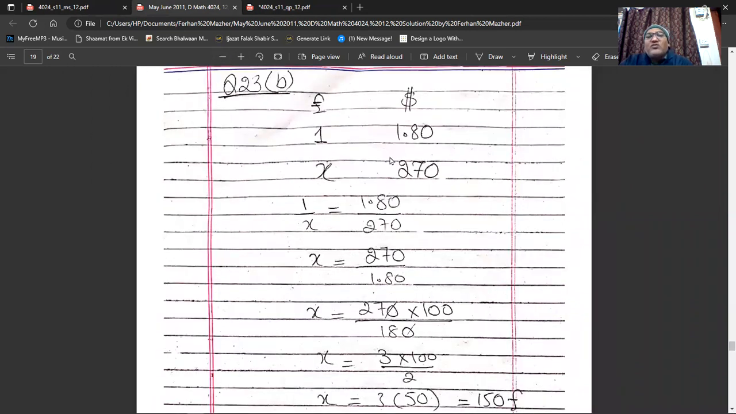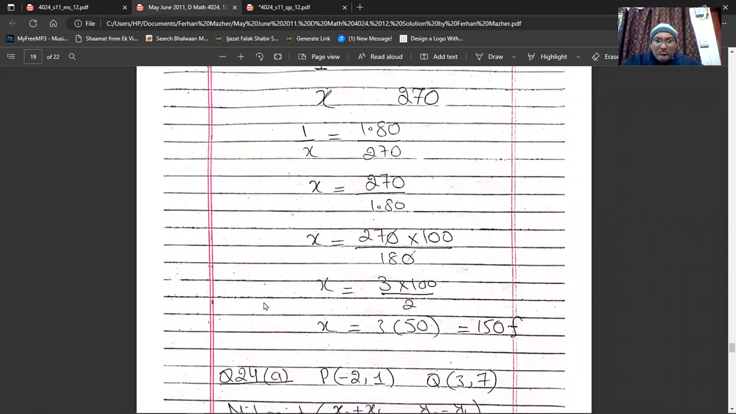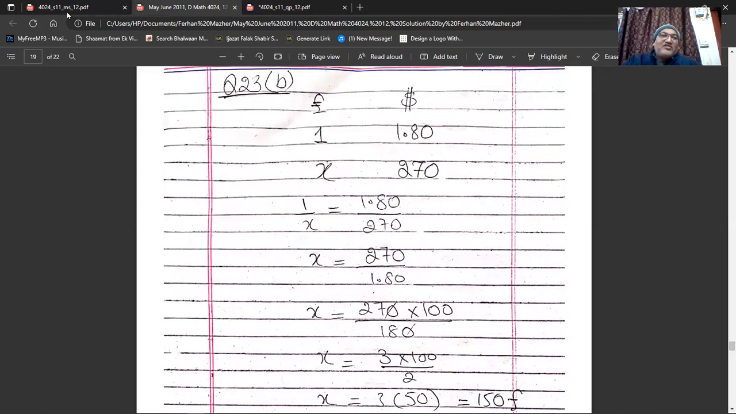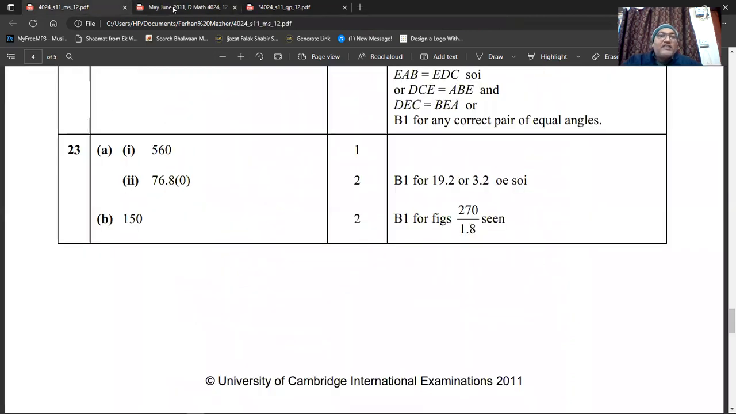So here we have the pound and the dollars. 1 pound is $1.80. So X pounds, how many pounds, when you convert $270. So 1 by X will be equal to 1.80 divided by 270. So X will be equal to 270 divided by 1.80. So remove the decimal. So you will have X is equal to 270 multiply 100 divided by 180. 0 will be cancelled. Cancel with the 9. 3 into 100 divided by 2. So 3 into 50, and that will be 150 pounds. So she will get how much? 150 pounds. Let me check. 150 pounds is the right answer, sir.